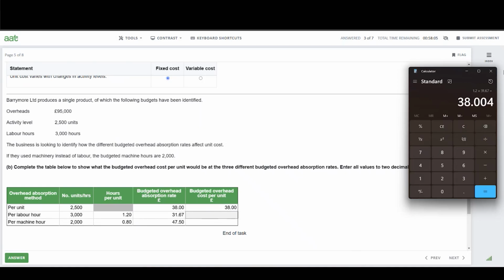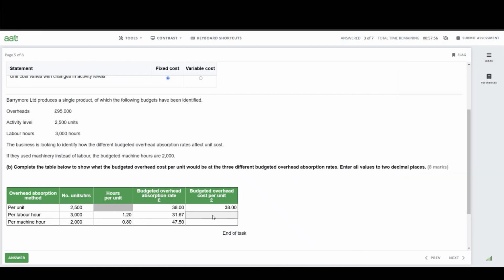So rounded to 2 decimal places, we don't round there, do we? Because our third digit there is below 5. So our budgeted overhead cost per unit is again £38.